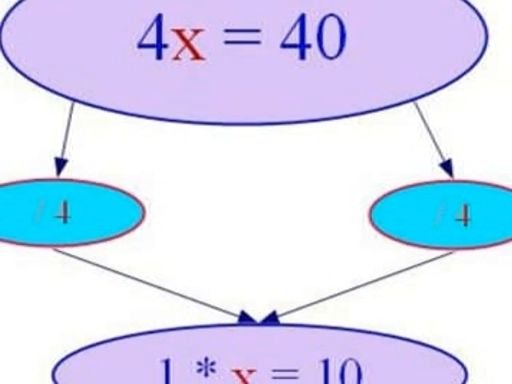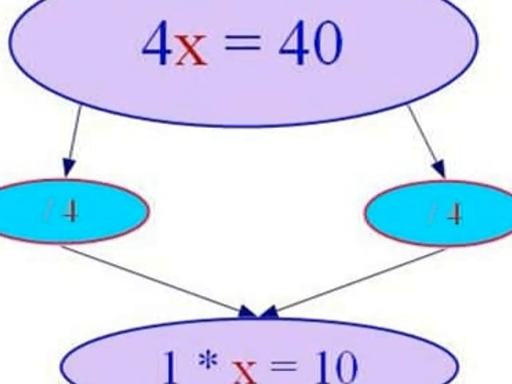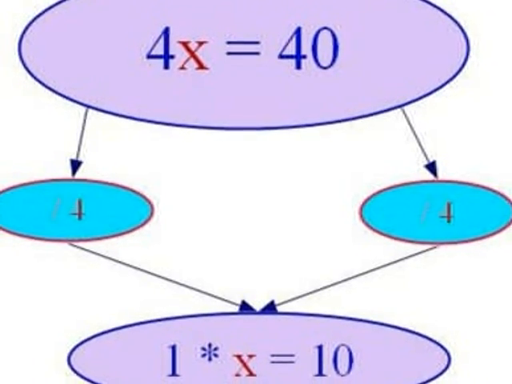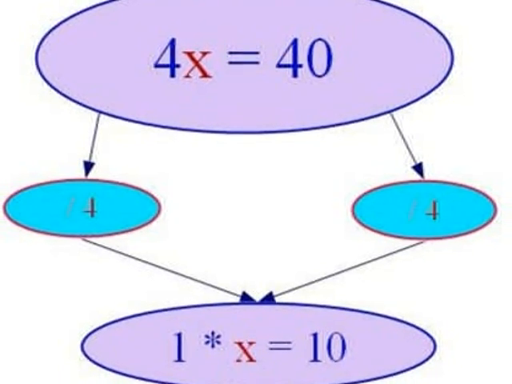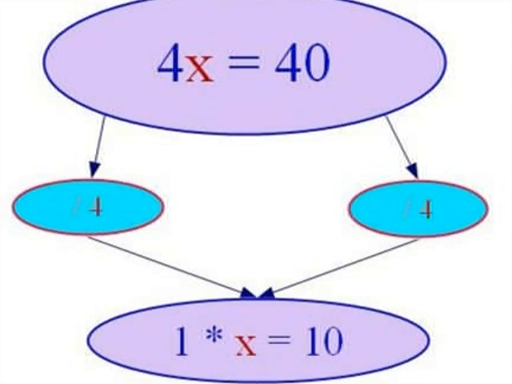What happens when you divide a number by itself? A number divided by itself equals 1. Therefore, when you divide 4x by 4, you are left with a 1 times x. And on the other side of the equation, you must also divide by 4.